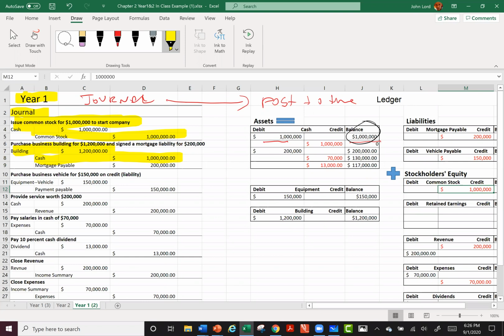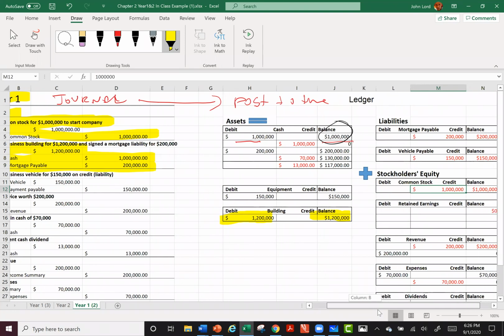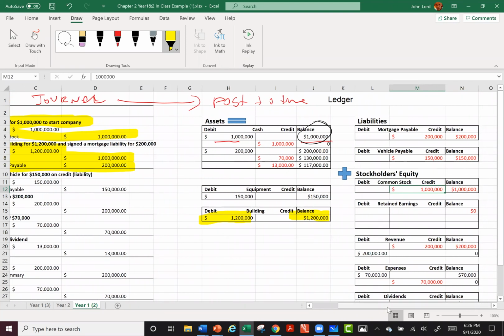You credit it: debit to the left, credit to the right. And now I still owe the guy. I have a bill, a mortgage pay up bill of 200,000. How do you increase the liability? You credit it. My debits equal my credits. I post those. Building shows now what? 1.2 million. I come over and credit my liability, mortgage pay up bill, 200,000, and the balance sheet will still balance, right?